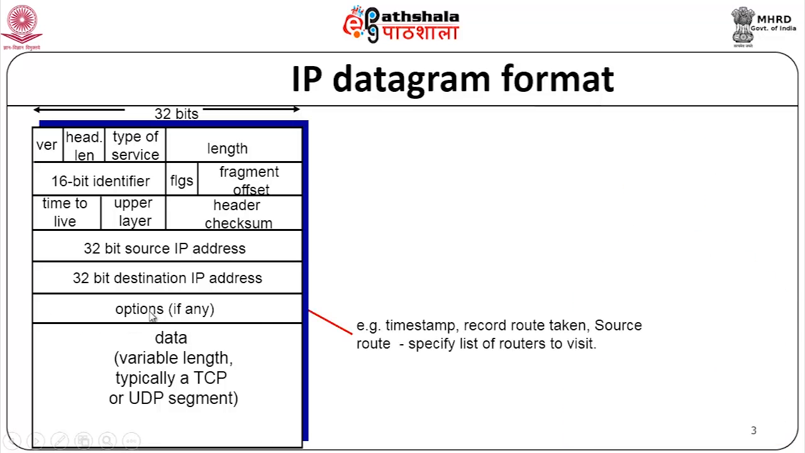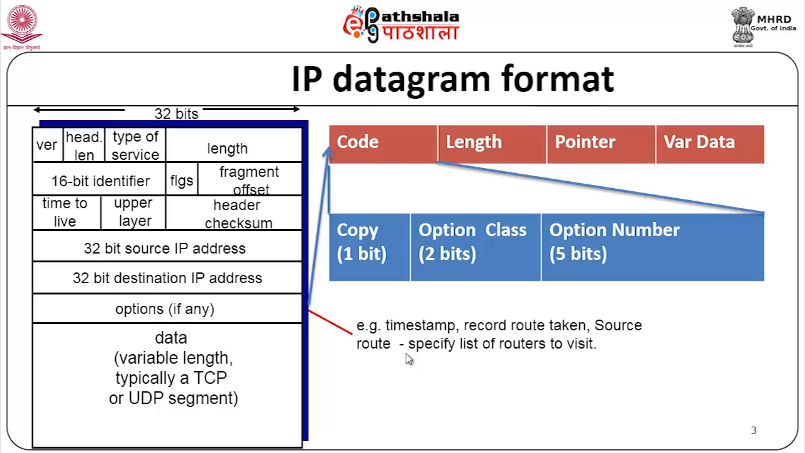If you look at this options field, there are various types of information that can be gathered or specified in it. You could have timestamp information that can be recorded, you can record the route taken, and you can specify some source routing options. These are options that are provided in IP, and how these are used is of course up to the user or the network administrator or a network designer and so on.